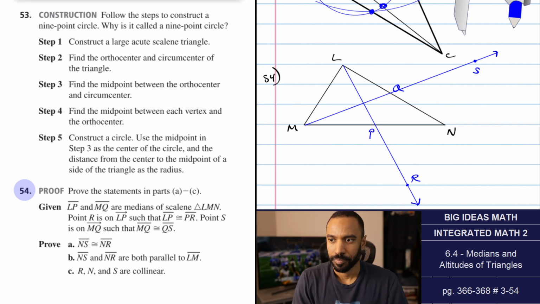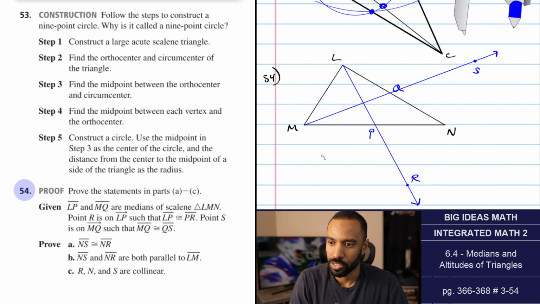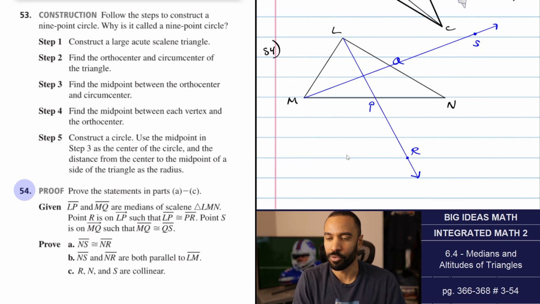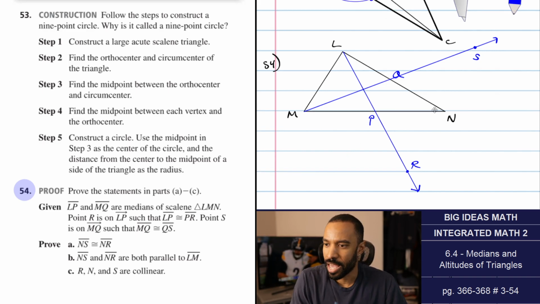Okay. Let's see. Prove. Oh, point. Okay, 3 different proofs. NS is congruent to NR. So we've got to draw those as well. I'm just going to say that there is a drawing and that the drawing is given. So prove that these two are congruent here.